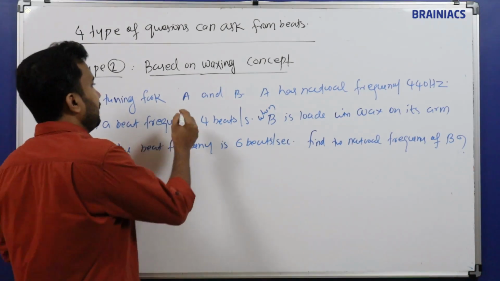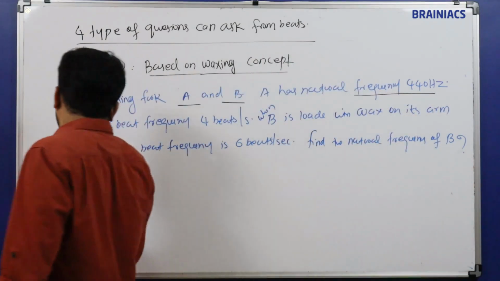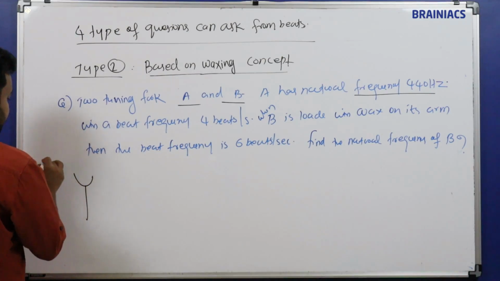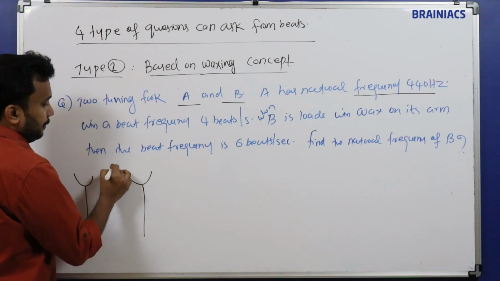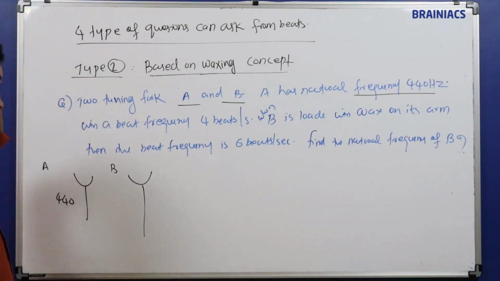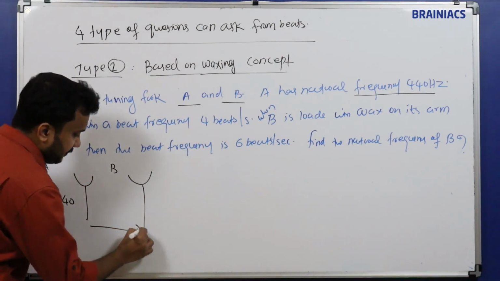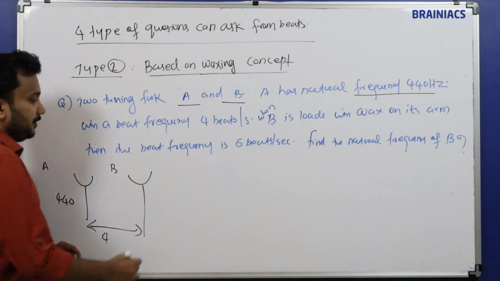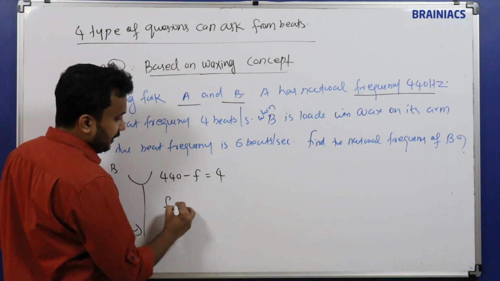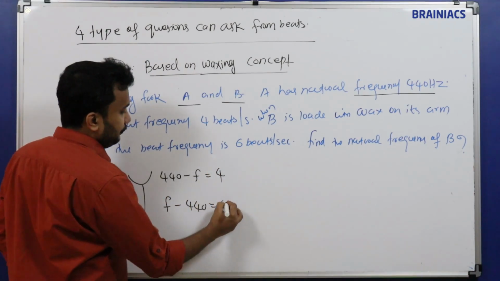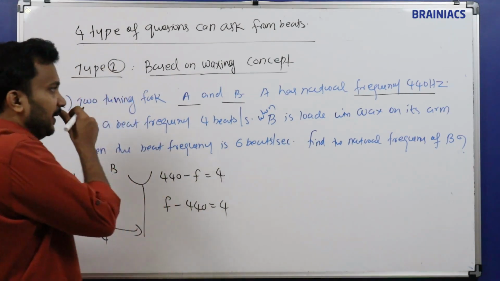Two tuning forks are given, A and B. A has a natural frequency of 440 Hz. The frequency of the second tuning fork B we have to find out with the beat frequency. What is the difference in frequency? The difference between them is 4. For 4 there are 2 chances. As I told before, 440 minus f equals 4, or else f minus 440 equals 4. I have to solve either the first one or the second one. Now we'll look into one.